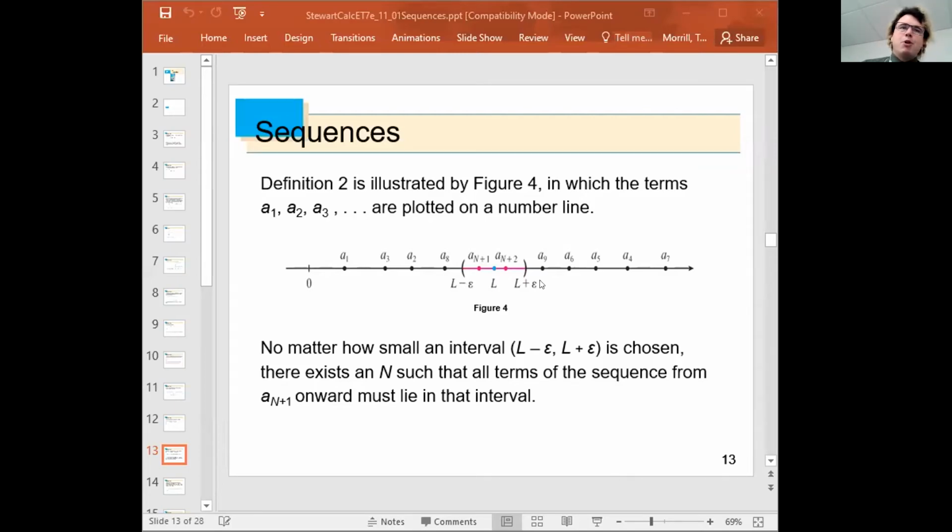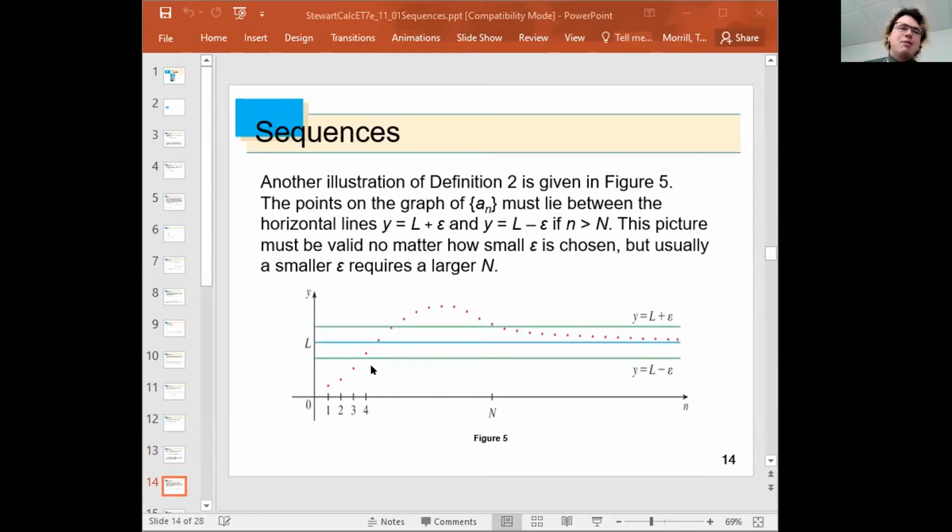So your book might present this with a picture here. The different values of the sequence are moving along the number line. And epsilon here you can think of as controlling how far we have zoomed in, how far we have magnified this scatter plot.